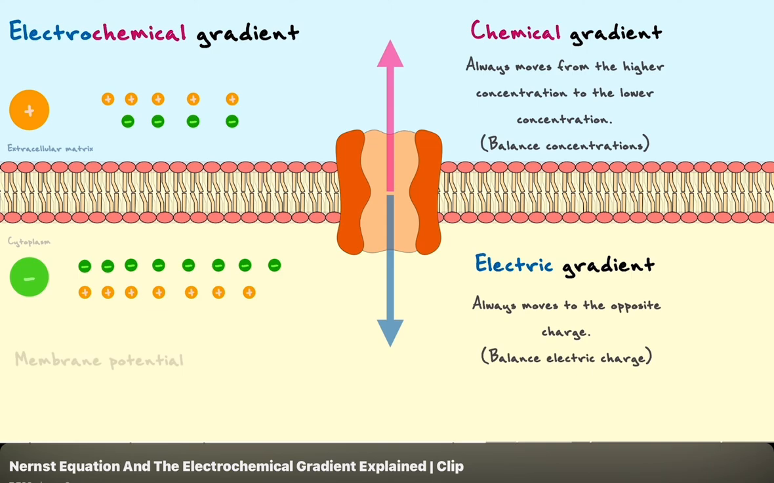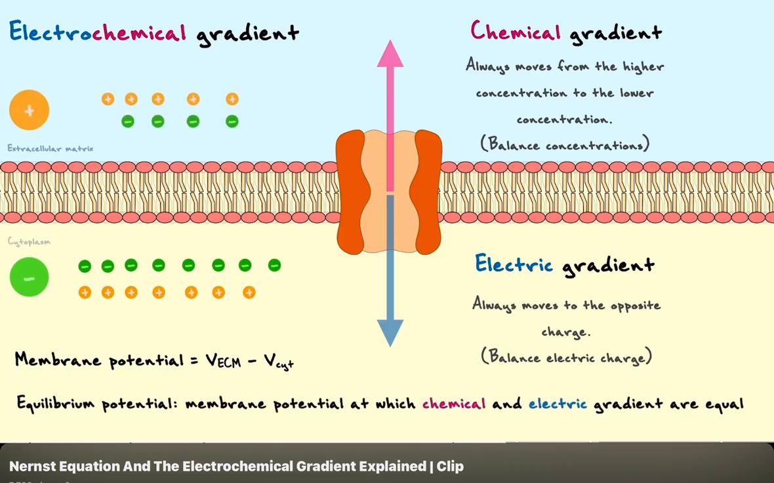we can establish the membrane potential, which corresponds to the voltage across the membrane, or in other words, the difference in voltage between the extracellular matrix and the cytoplasm. In our example here with potassium, we can also establish its equilibrium potential, which is the membrane potential at which the drives from the chemical and the electrical gradients are equal for the ion.